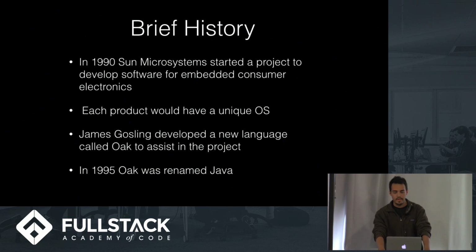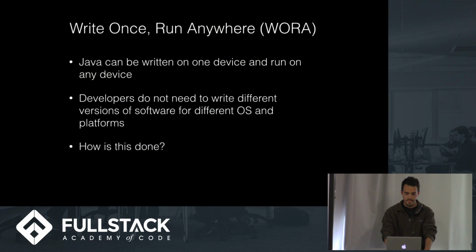So a brief history. In 1990, Sun Microsystems started a project to develop software for embedded consumer electronics. However, each product would have a unique operating system. So let's say I want to make a program for a fridge. However, Samsung's fridge might be different than LG's fridge, so I have to write two different programs even though they both do the same thing. So James Gosling developed a new language called Oak to assist in the project. In 1995, Oak was renamed Java.